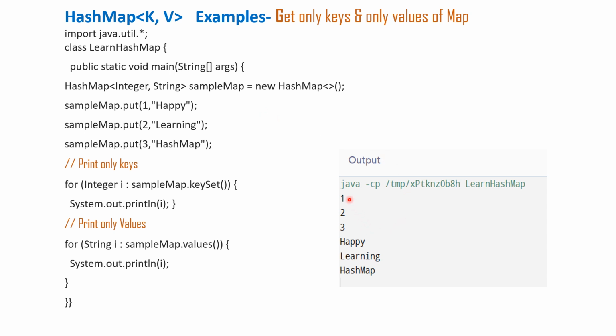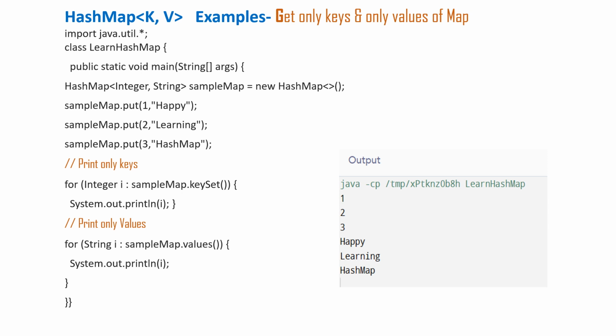So see here, for the first I, the keys are 1 2 3 and the values are nothing but happy learning hash map. Okay, like this way, based on our requirement, we can get only keys. We can iterate them, or if you want to put any condition on the keys, we can do it based on our requirement, and the same will also be applicable for values. Hope this one is clear.